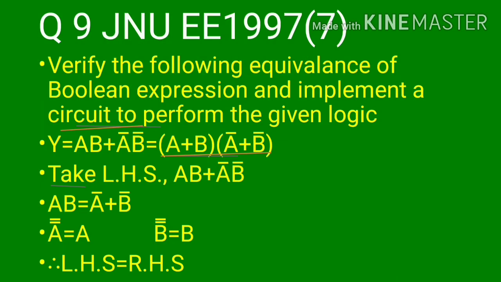Question 9. Verify the following equivalence of Boolean expression and implement a circuit to perform the given logic: y equal to negation value of ab plus a bar b bar equal to a plus b into a bar plus b bar. Here, take the left hand side, negation value of ab plus a bar b bar, then bar value of ab equal to a bar plus b bar, a bar to the bar equal to a, b bar to the bar equal to b, therefore left hand side is equal to right hand side.